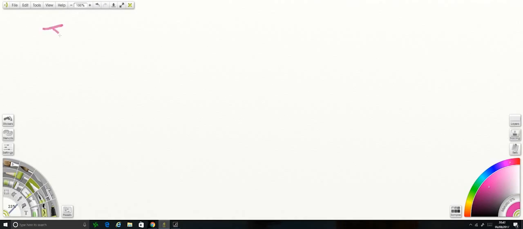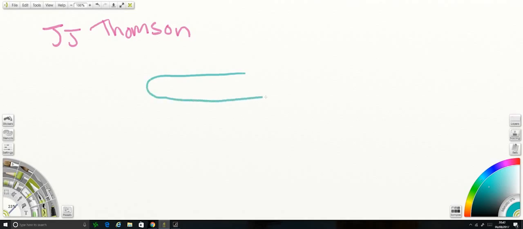J.J. Thomson is the second guy. J.J. Thomson, with no P. J.J. Thomson was quite a clever guy as well, they all are. What he did was he used a cathode ray tube. Here's my cathode ray tube, and at one end there's going to be a tiny slit. So here there's a tiny slit. Can you see that gap there?